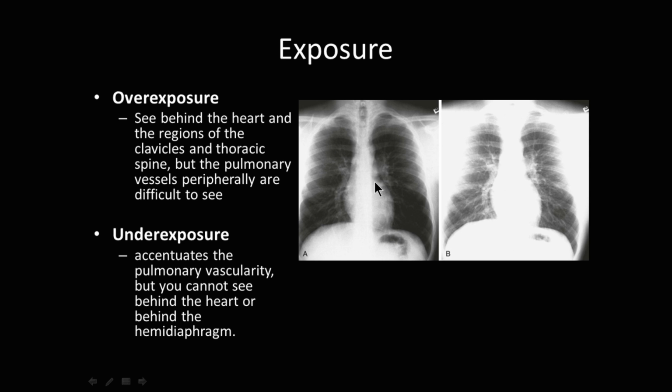When you do the underexposure, it attenuates the pulmonary vascularity, but then you can't see behind the heart and behind the hemidiaphragm for fractures of the posterior ribs. So both have their purpose. They're not necessarily good or bad, but you have to know what you're looking at.